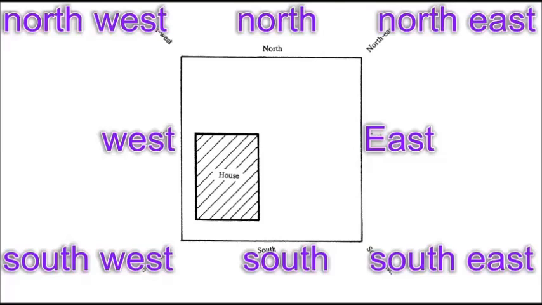The 8 important directions of the plot, namely north, south, east, west, and also northeast, southeast, southwest, and northwest. Now see here the placement of the proposed house in the plot shown, leaving more open area towards north, east, and northeast. That means the house is to be constructed in the southwest portion of the plot, leaving more area in the north and east.